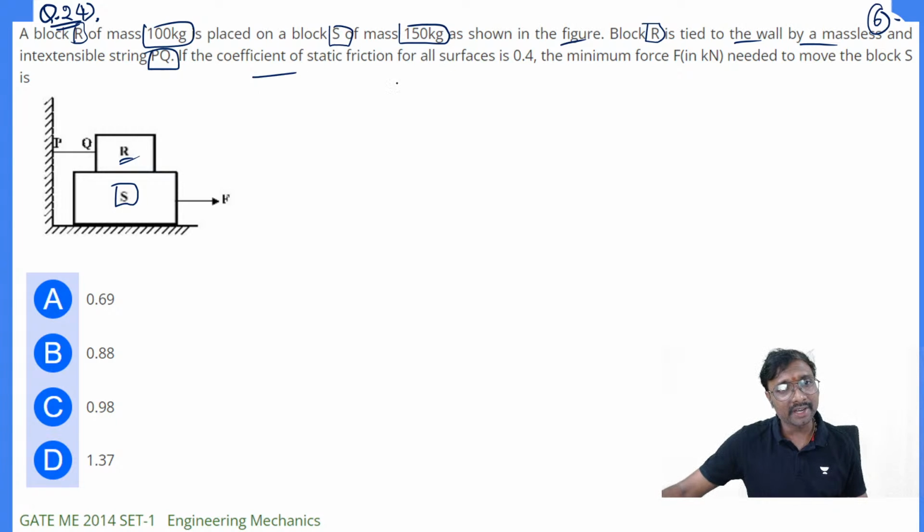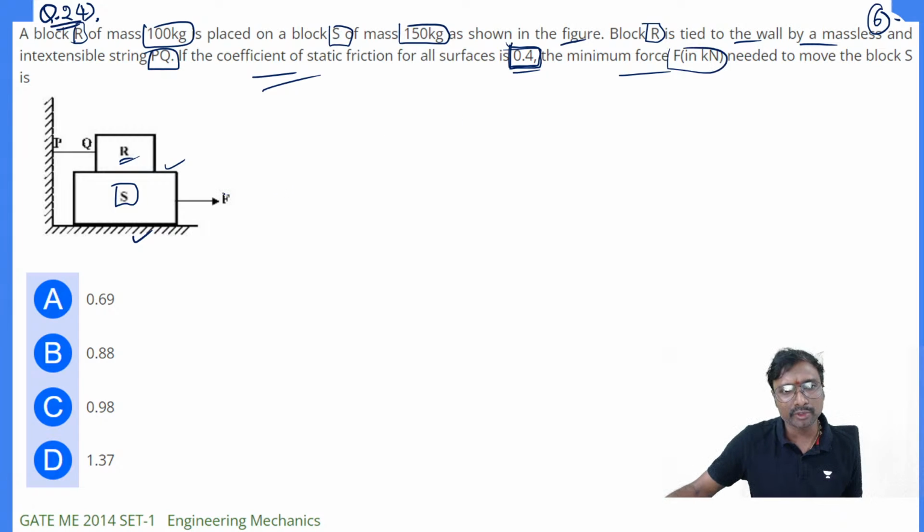If the coefficient of static friction for all surfaces is 0.4, for this surface and this surface, then static friction means there is no motion to consider. The minimum force F you are asked to identify is the minimum force F needed to move block S. To move this block S, what force do you have to apply?